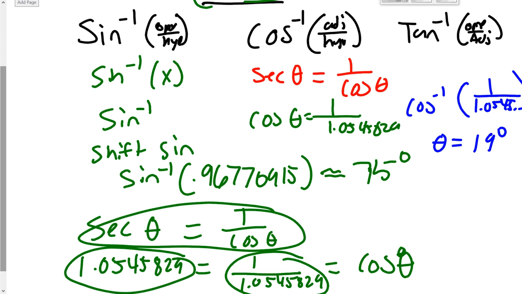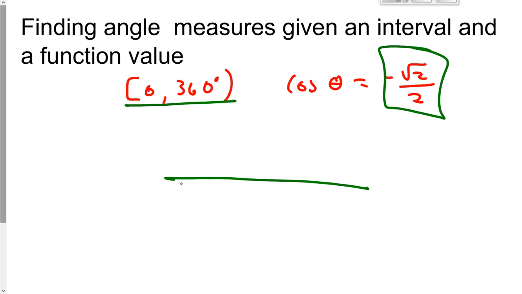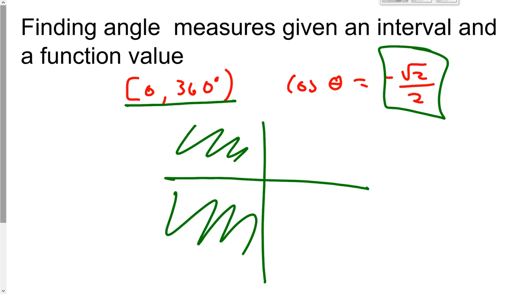And then here's another example. So we want to find the angle measures given an interval. So here's our interval, where we want our answers, in between 0 and 360. And we want to find what the angle is if our answer is negative root 2 over 2. Since our answer is negative, that means we're in either the second quadrant or the third quadrant, correct?